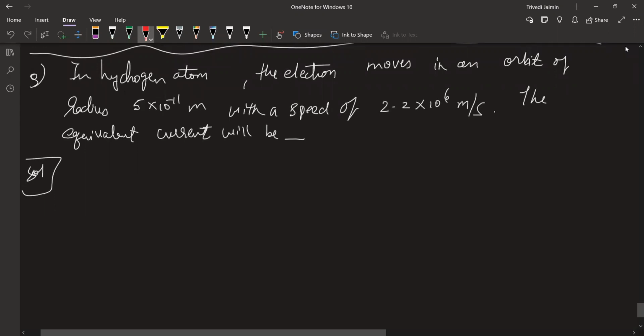Now, first one, what this says, electron moves in an orbit of this much radius, speed this much. I want current. Relation between speed and current we have. We'll find that. So first of all, what is given here? Let's write given terms. Radius equals 5 into 10 to power minus 11 meters. Speed equals 2.2. They didn't mention here drift speed or whatever speed, so let's just write speed. We'll see that later.